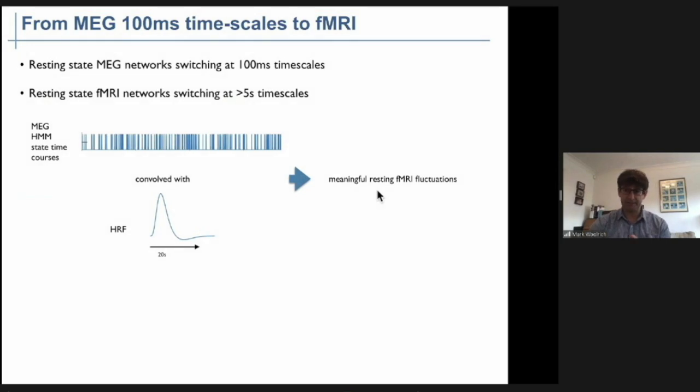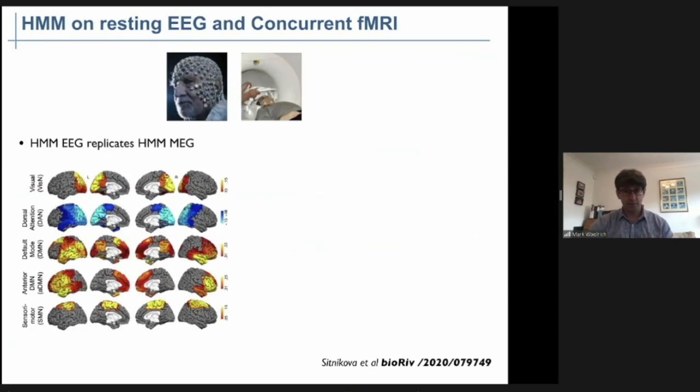Now, we can't explicitly test this with fMRI and MEG because we can't get simultaneous fMRI and MEG data. But we can, of course, get simultaneous EEG and fMRI data. And this is what Tatiana Sitnikova has done recently in a study where they acquired resting EEG and fMRI concurrently. They had 128 channel EEG, and using that kind of higher density EEG, they were able to very nicely replicate the HMM on the MEG data that we've seen previously, given the same mix of spatial maps, broadly speaking, and the same speed of dynamics.